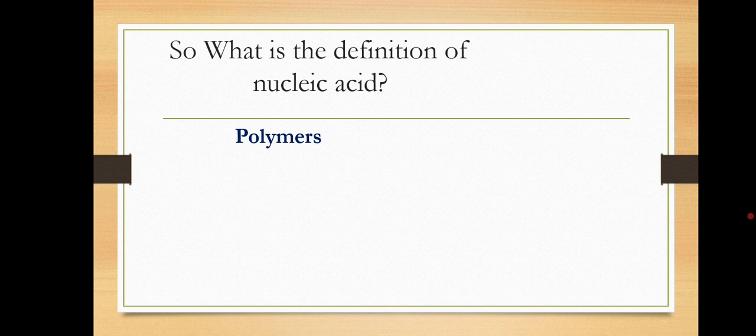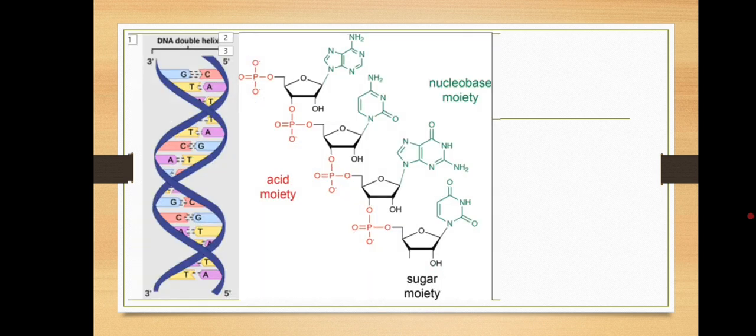Another example would be starch, which is a polymer of sugar. Many sugar moieties join together to form starch. Similarly, nucleic acid is a polymer of what? A polymer of nucleotides. A nucleotide consists of three parts: one is a phosphate acidic part, one is a sugar part, and another is a nitrogenous base part. These three parts combined make a single nucleotide unit.